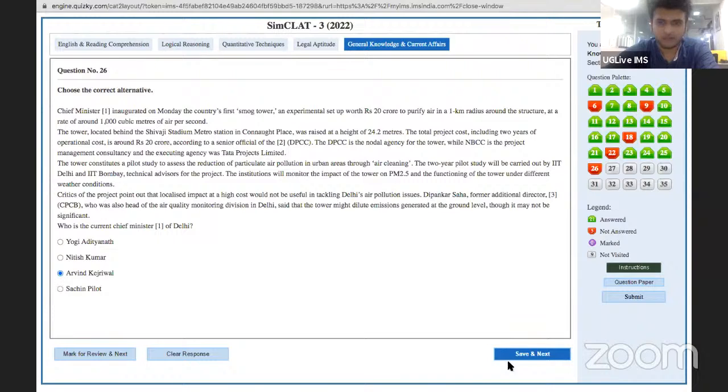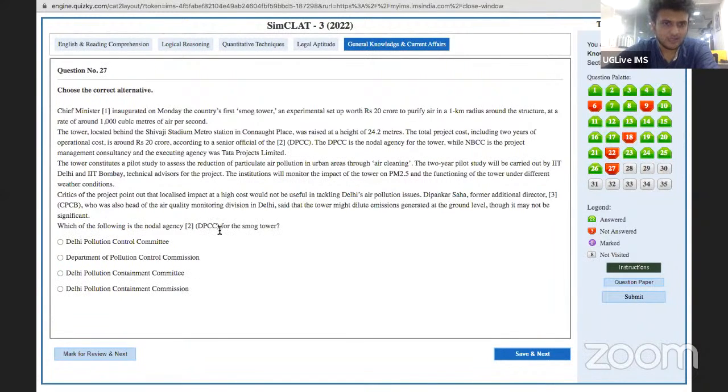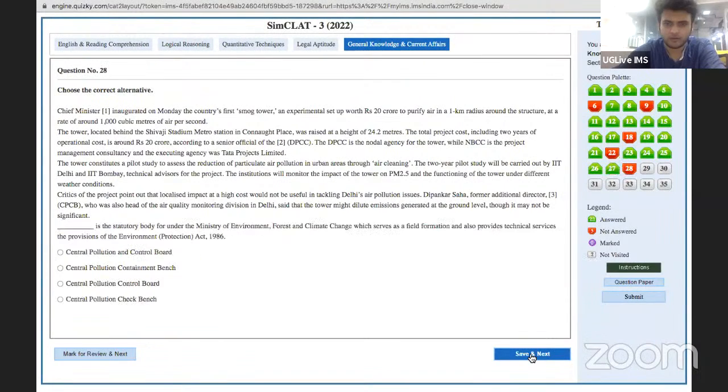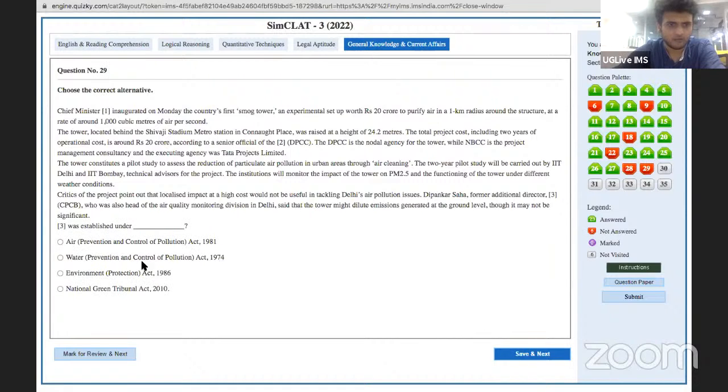Current Chief Minister Arvind Kejriwal, nodal agency of DPCC. Okay. Yeah. DPCC, it's Delhi Pollution Control Committee. Yep. All right. Dash is the statutory body under the Environment, Forest and Climate Change, which serves as a field formation and also provides technical services, provision of Environment Protection Act. This I have no clue.